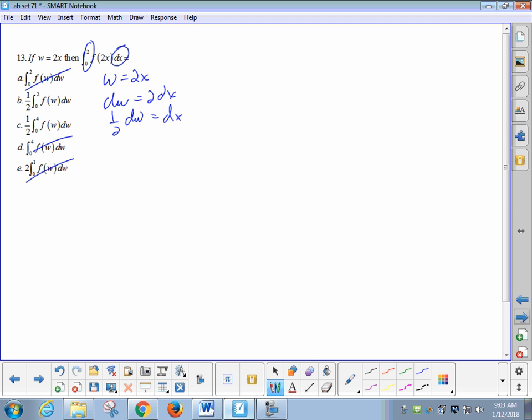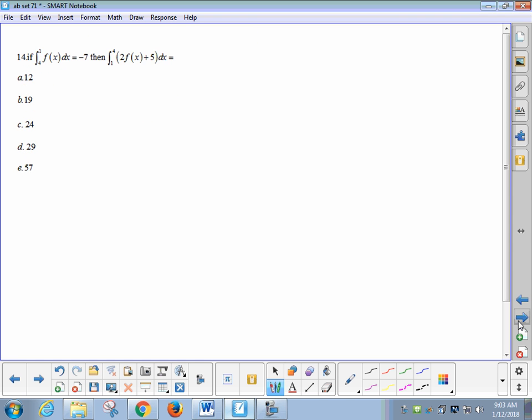Second, these change. If x is 2 and w is 2x, then w must be 4. Right? And so you need to slow down and think a little more instead of just randomly choosing stuff. All right? All right.